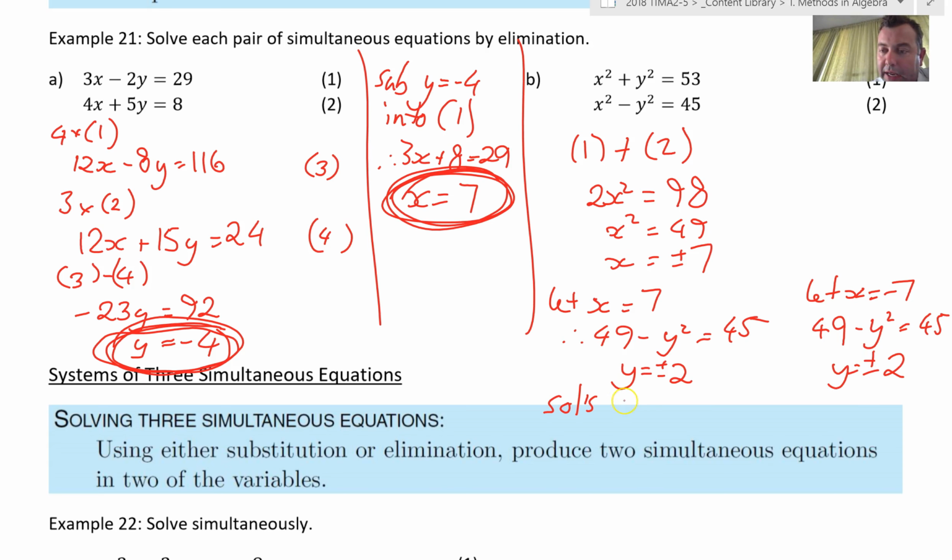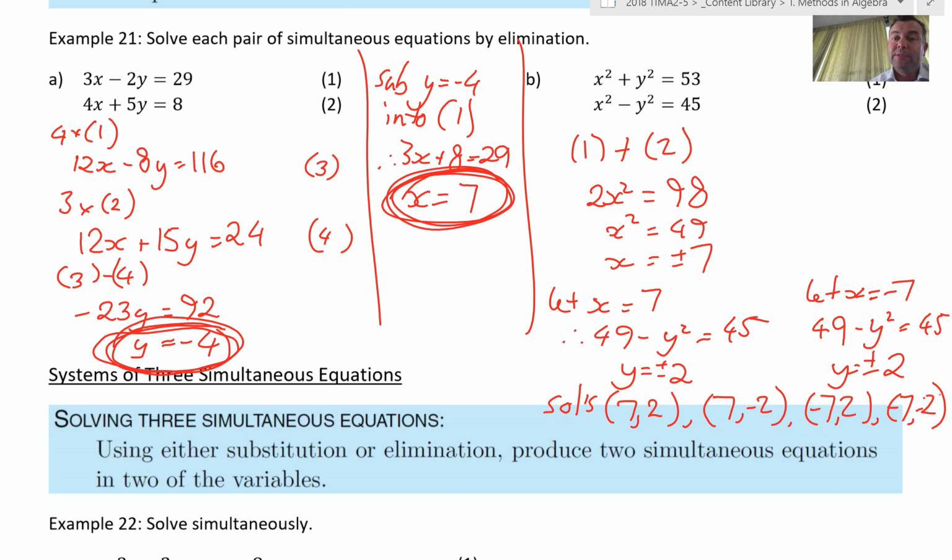My solutions are 7, 2; 7, negative 2; negative 7, 2; and negative 7, negative 2. We get 4 different solutions for those. That's pretty complicated, nonetheless. That is solving simultaneous equations by elimination.